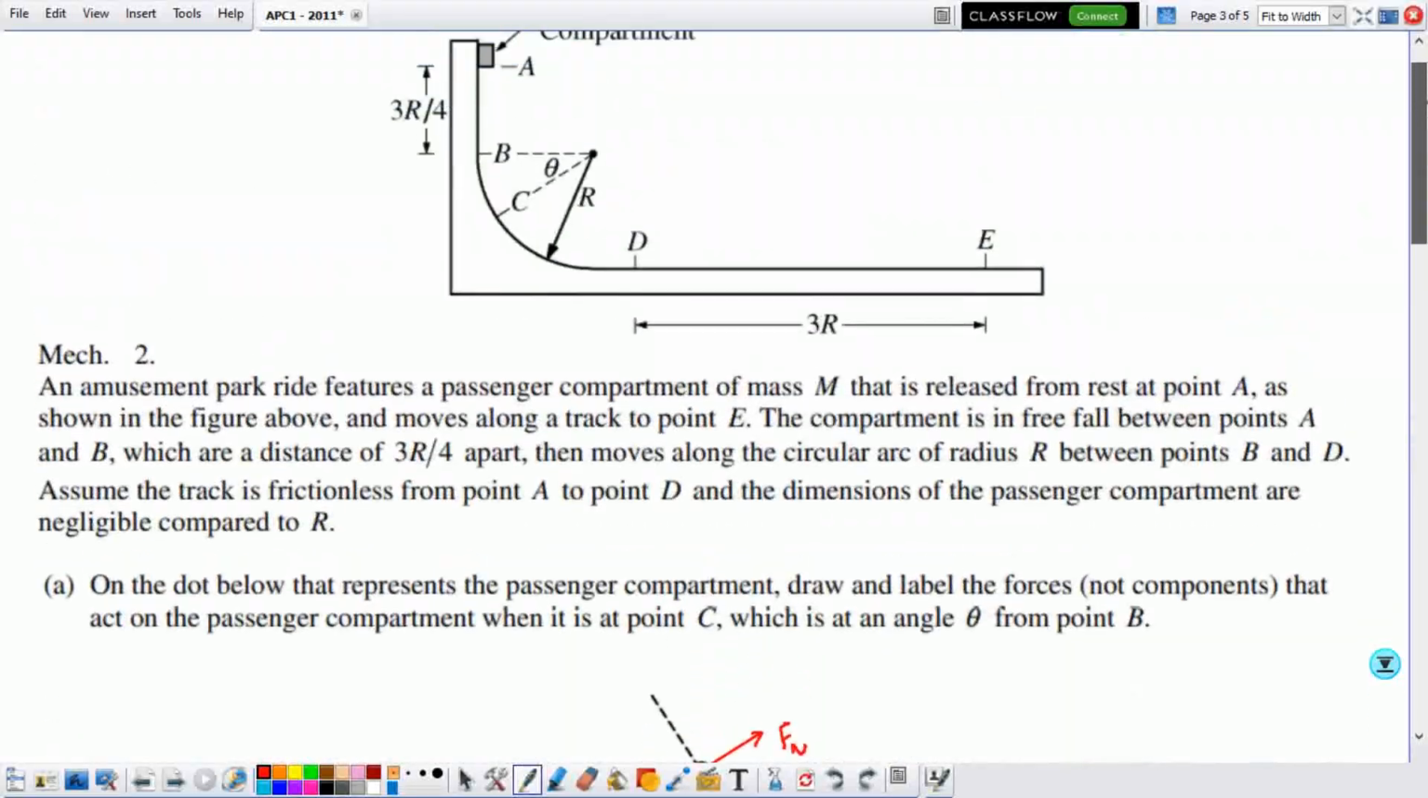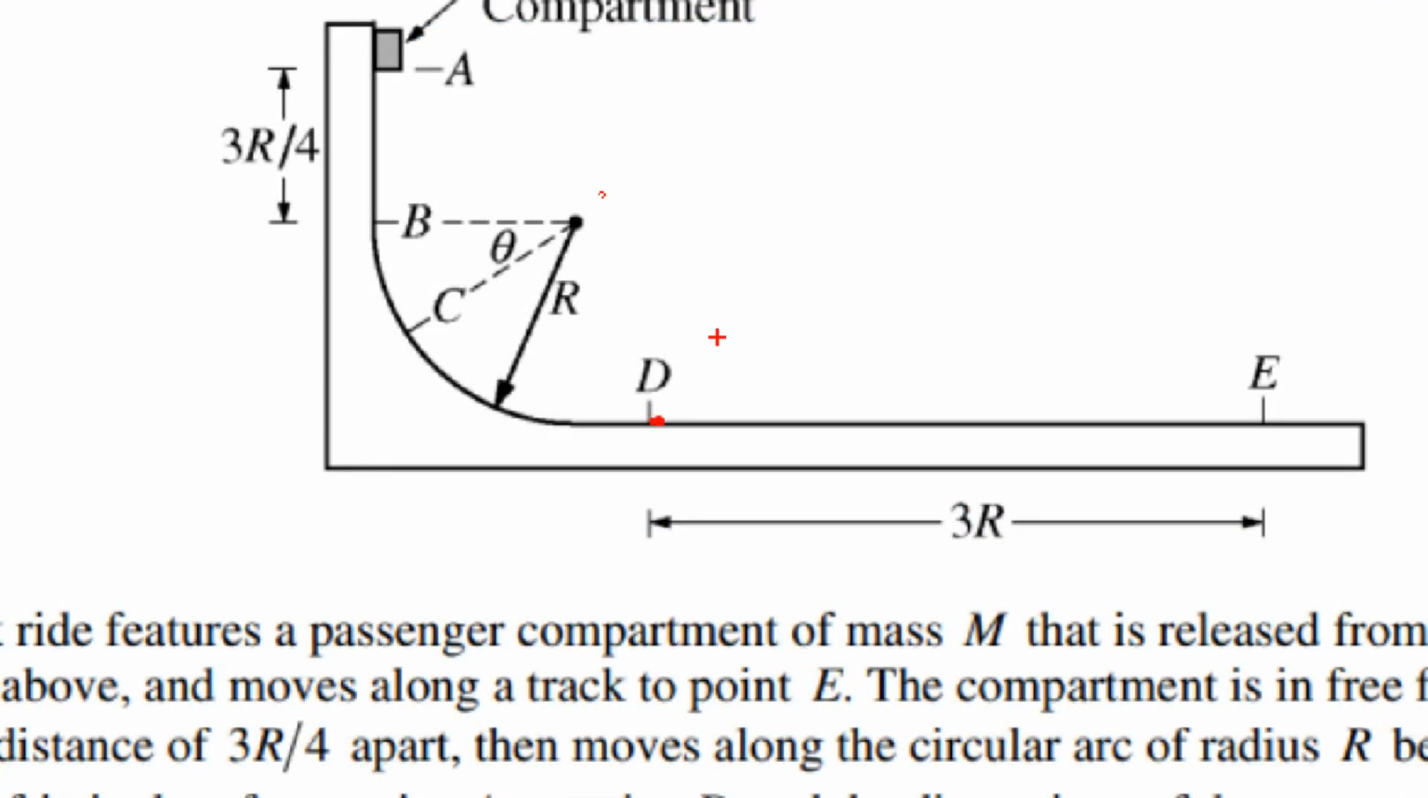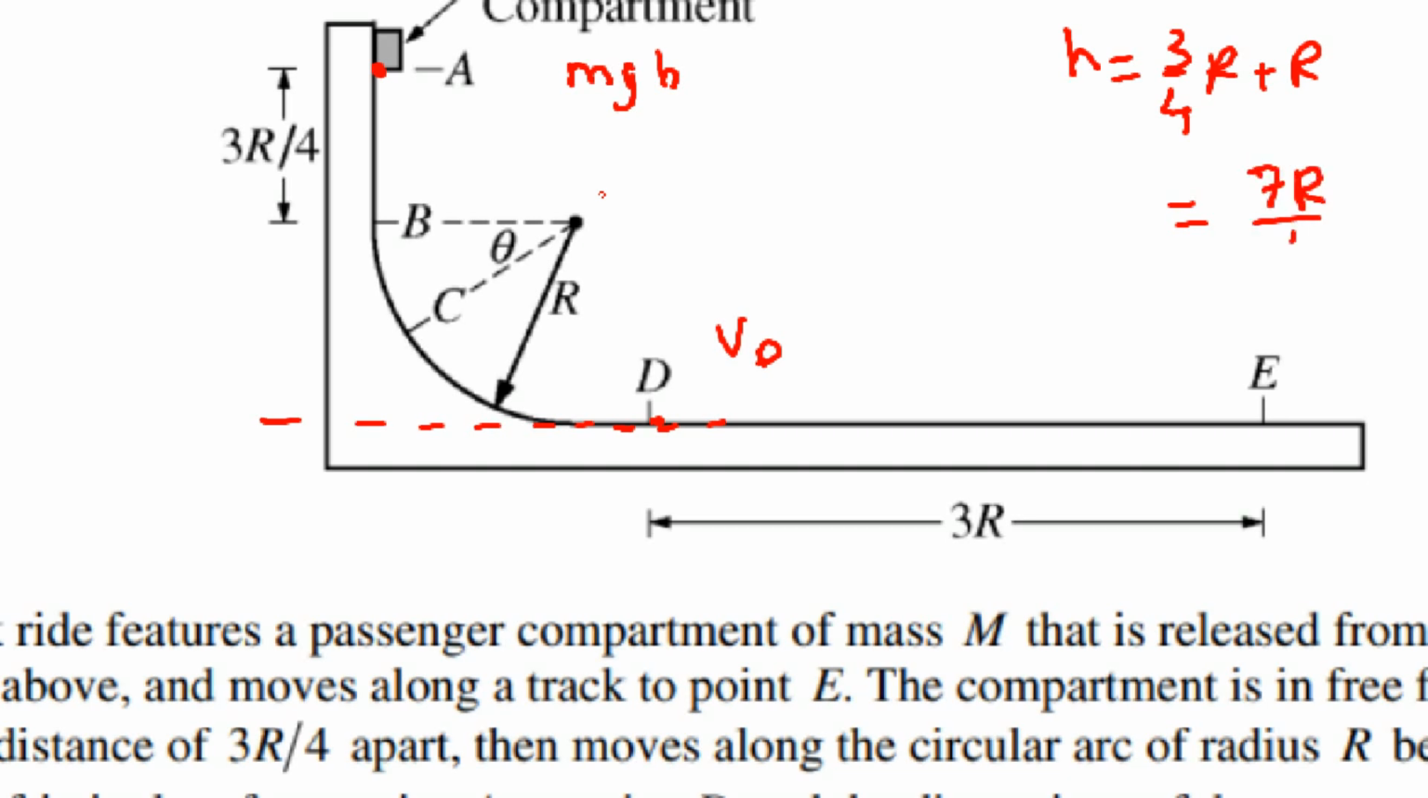Now we need to determine the expression of the speed at the point D, and notice something that I stated at the beginning of the exercise, that from A to D it's frictionless, which means that we can use the conservation of energy. If we take the PE level to be at the horizontal track, then at point A, the energy is purely gravitational, given by mgh, where h represents the vertical height from point A to point D, so h would be 3 over 4 r plus r, which is basically 7r over 4. And at the point D, the gravitational potential energy is 0, and the energy is completely kinetic, so we can use the conservation of energy from A to D.